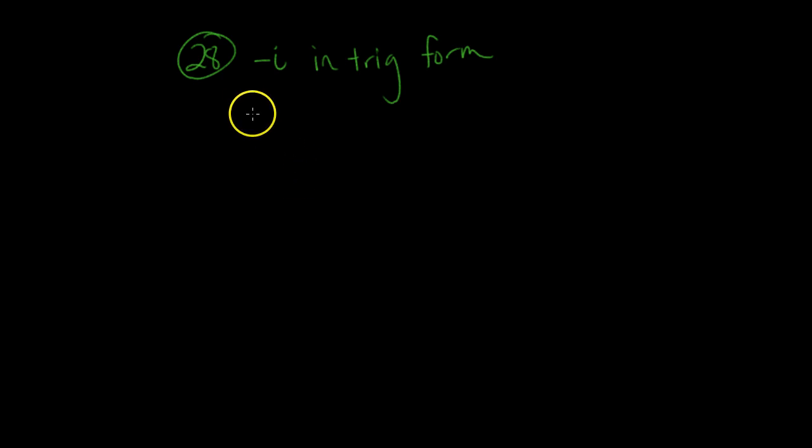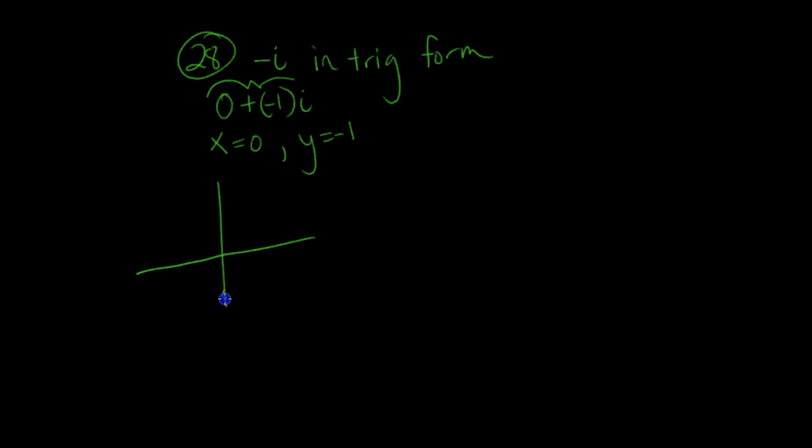Okay, so to convert this into trigonometric form, it's okay for the real part to be 0. Remember, this is of the form 0 plus, it would just be negative 1i, right? Because there is no real part. So that means that x is equal to 0 and y is equal to negative 1. And so if you draw this, where are you? You're down here at 0, negative 1. That's easy to find the angle because it's all the way over here, which is 270 degrees.